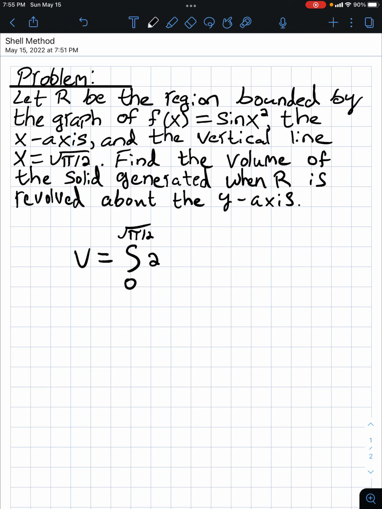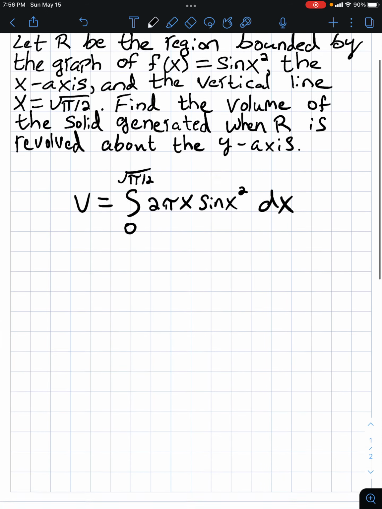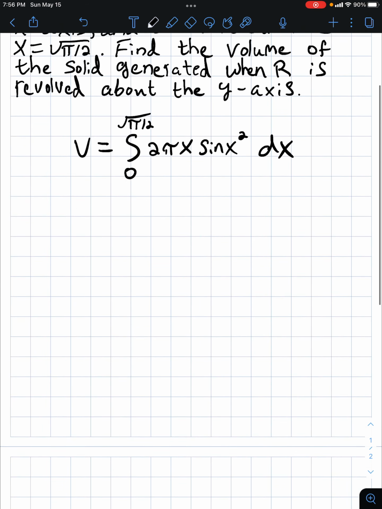And then we're going to have 2 pi x, which represents the circumference of the shell, and then the shell's height, which is what was given as our f of x. So it'll be sine of x squared dx. This is going to be the setup for the problem. Now we just have to evaluate this integral to find the volume of the solid.